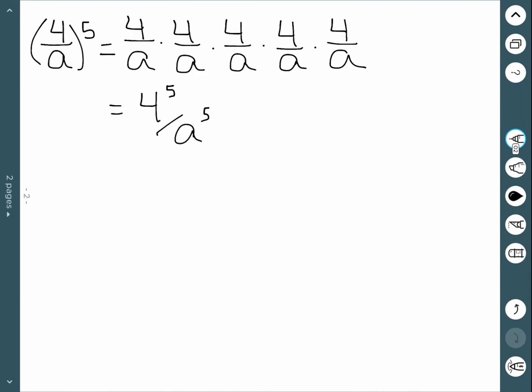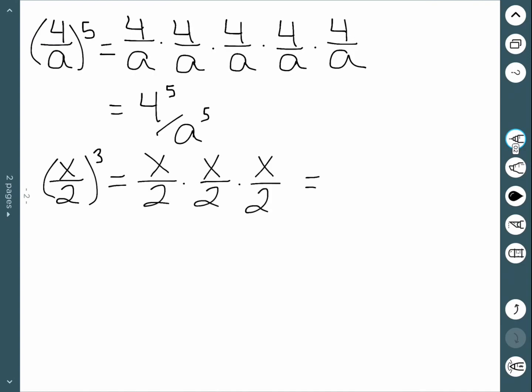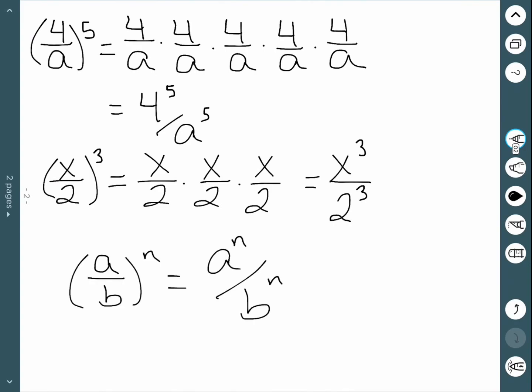Let's do one more example of this property. (x over 2) cubed means we need to multiply it by itself 3 times. In looking at this one, we can see we have 3 x's on the top and 3 2's on the bottom. So (x over 2) to the third power is x to the third power over 2 to the third power. And in general, if we raise a fraction to a power, (a over b) to the nth power, we're going to have a to the nth over b to the nth power. So once again, raise everything inside of the parentheses to that power. Doesn't matter what it is, just make sure everything inside of parentheses is raised to the power.